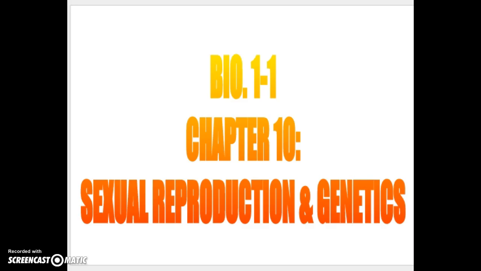This is a continuation of Chapter 10. This is Part 3 of Sexual Reproduction and Genetics. In this section, we will take a look at how Mendel solves the monohybrid Punnett squares.